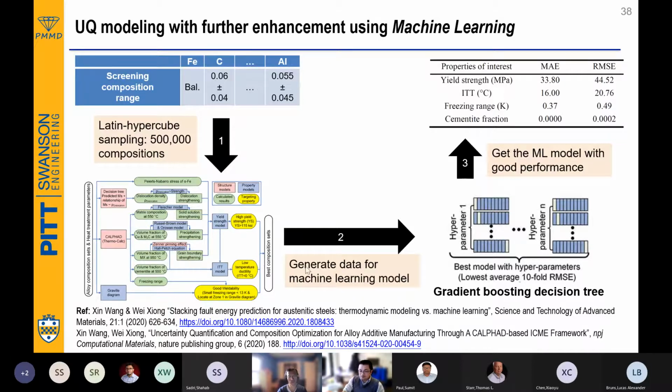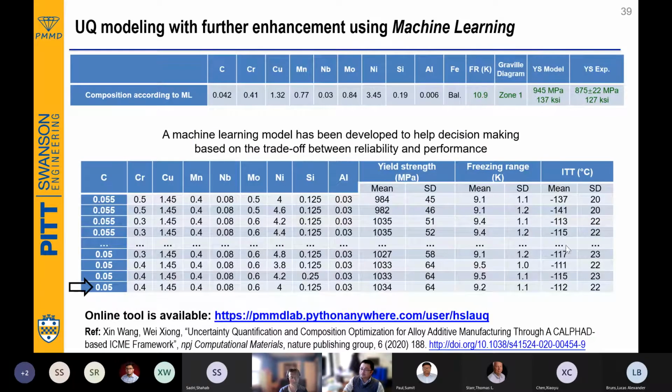So you have reliable modeling, you generate a lot of data, and now you can do machine learning based on that. I'm not necessarily an expert in machine learning, but we used different machine learning algorithms and identified one that is the best fit with the experimental data. The advantage of machine learning is that, rather than giving you a single choice of the average composition, machine learning can help you have a trade-off between reliability and performance.